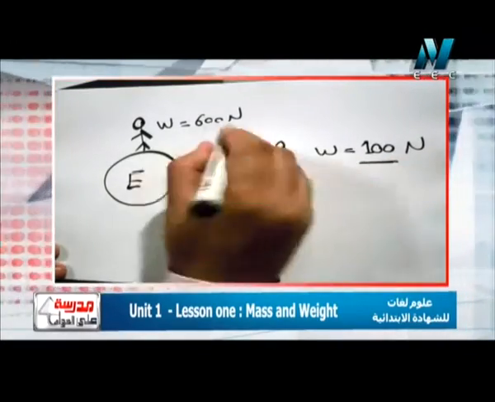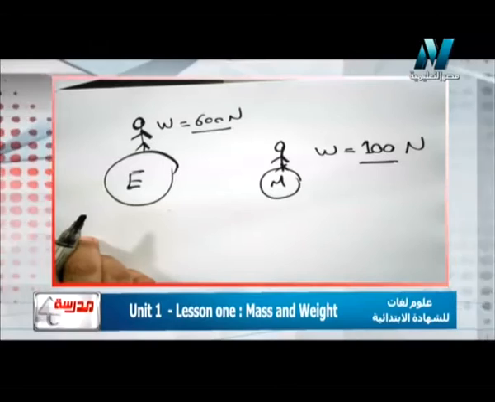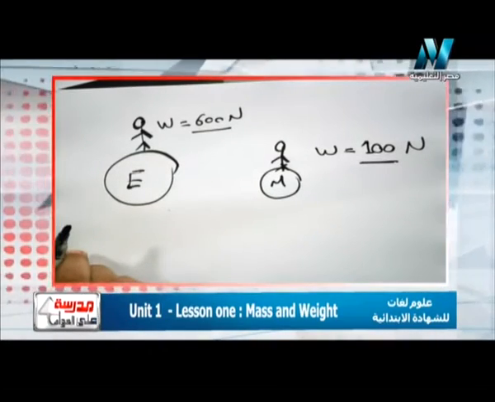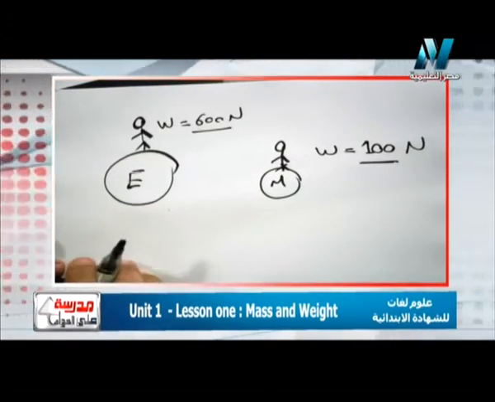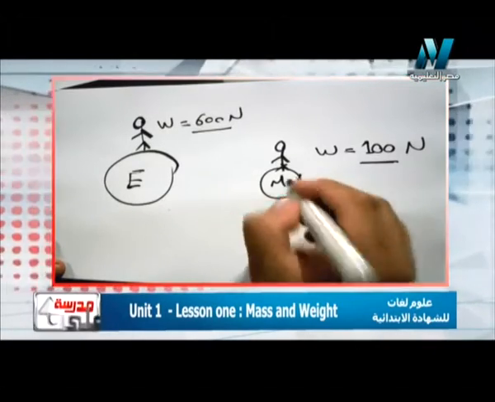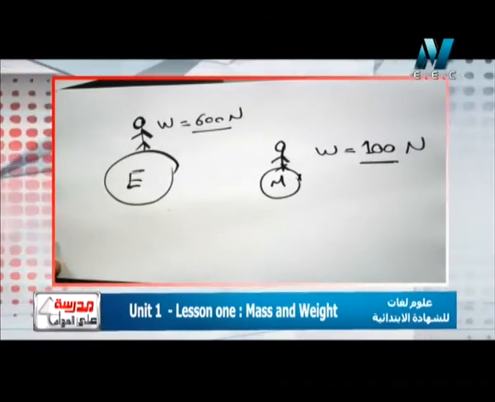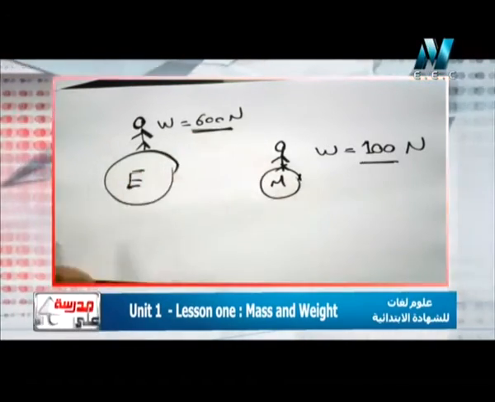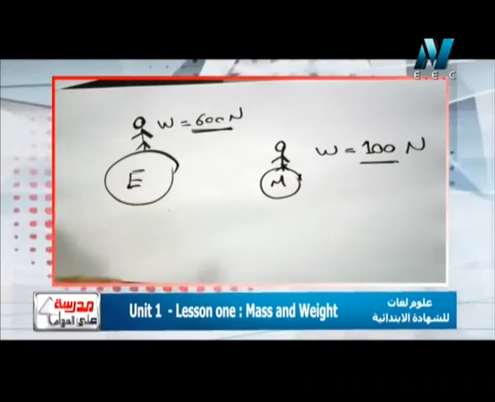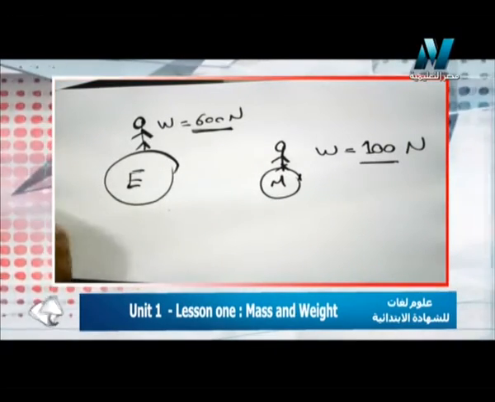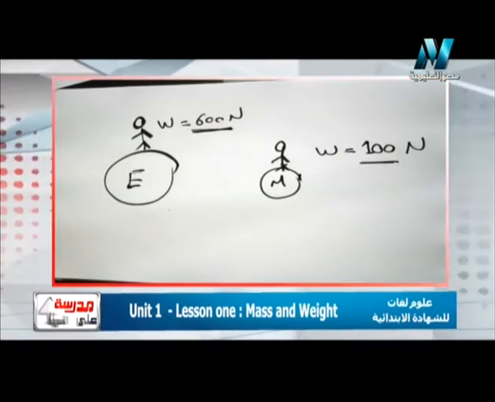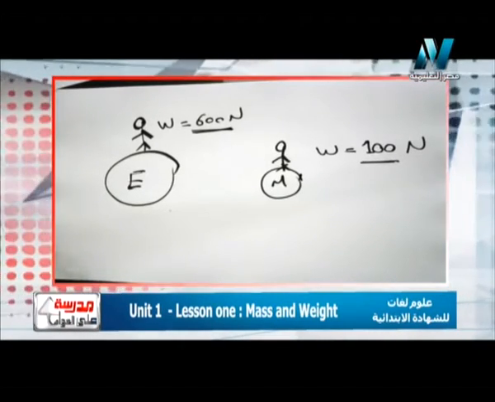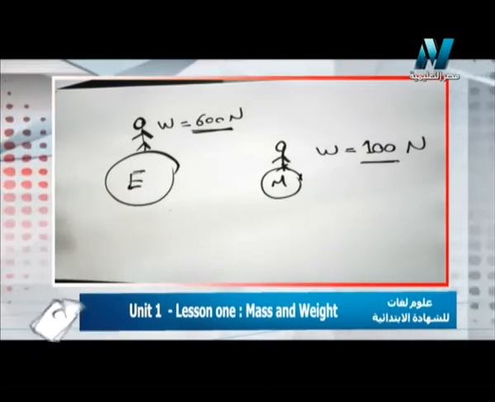Why is there such a big difference between weight on the earth and weight on the moon? Because the earth is much larger than the moon. The bigger body always pulls with more weight force. So the weight on the earth equals 600 Newton, but the weight on the moon equals 100 Newton. So again, the main difference between mass and weight: mass doesn't change, as we studied, but weight changes by changing the place and the planet that we are on.